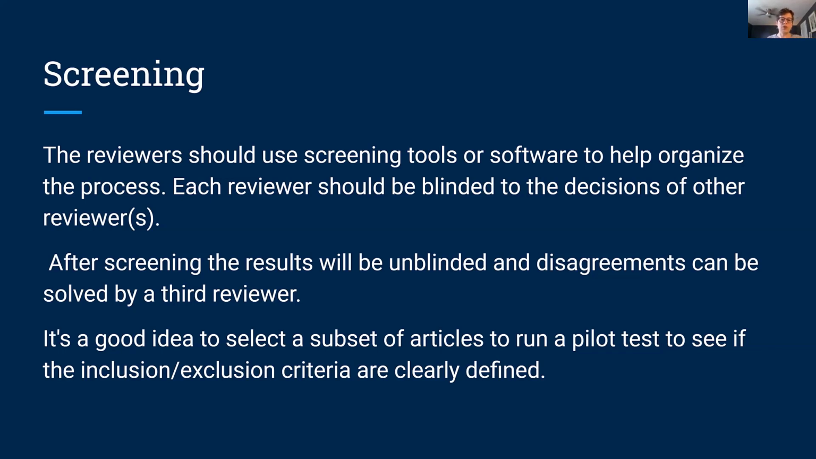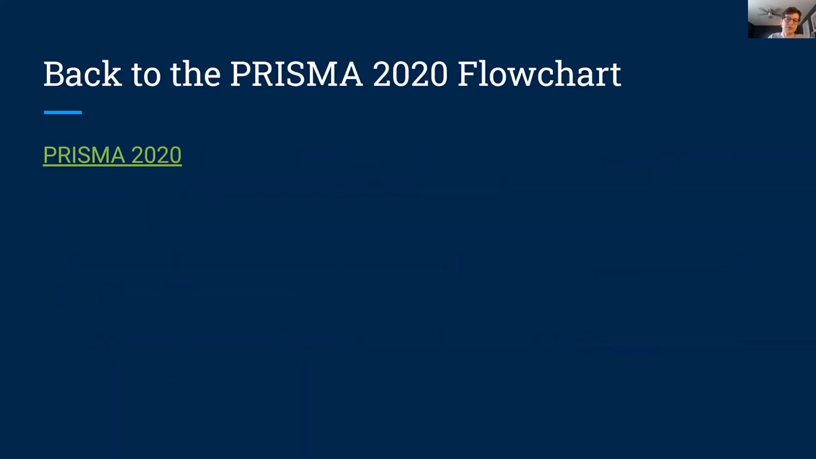It's a good idea, before you even get started, to select a subset of the articles, maybe 20 or 30 articles, and run a pilot with each reviewer, just to see if the inclusion and exclusion criteria you set up are well defined for what you're trying to do. It will give you an idea of where there may be disagreements, and that can help you clean up the list of criteria so that it's much clearer as the reviewers are going through, and they'll hopefully have a higher rate of agreement at the end of that process.